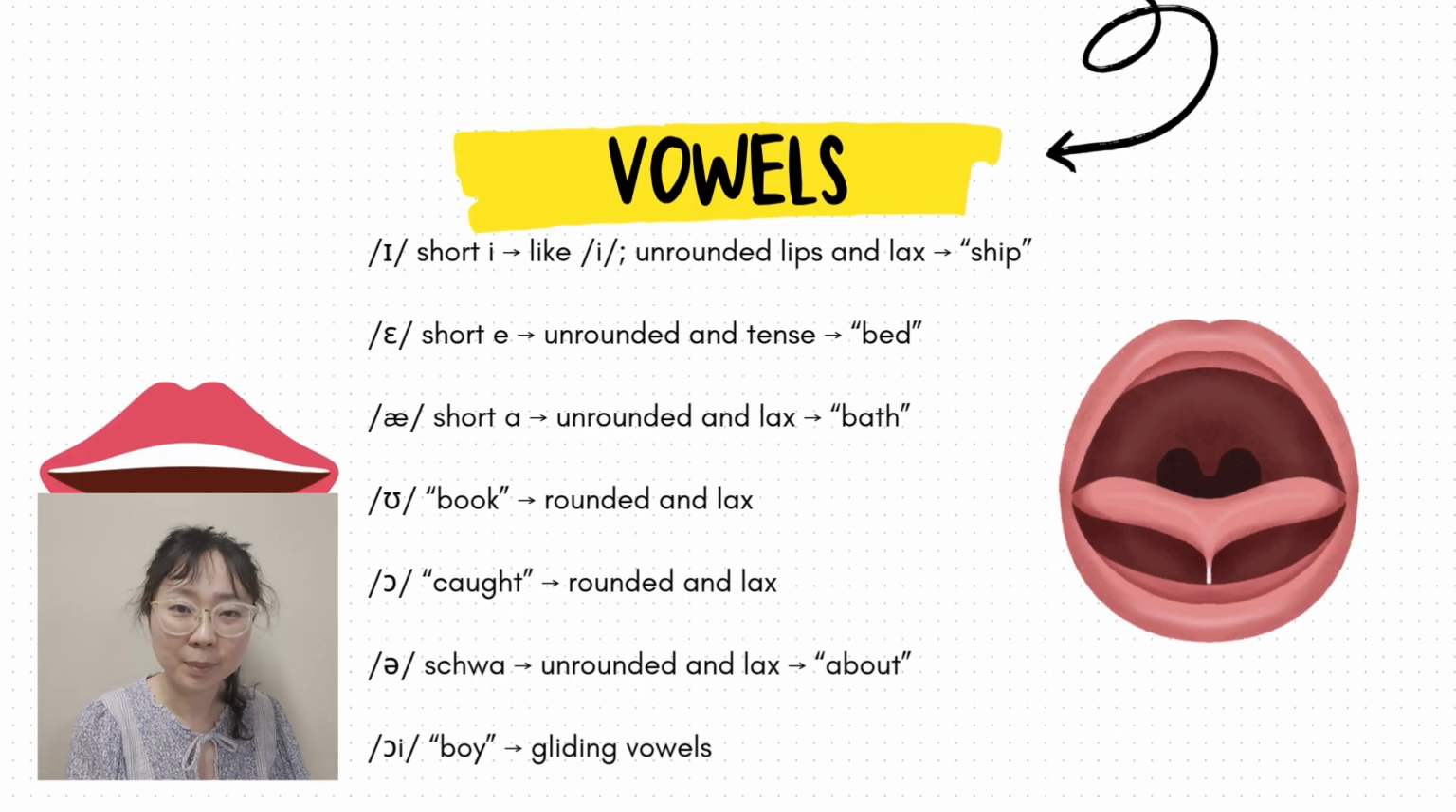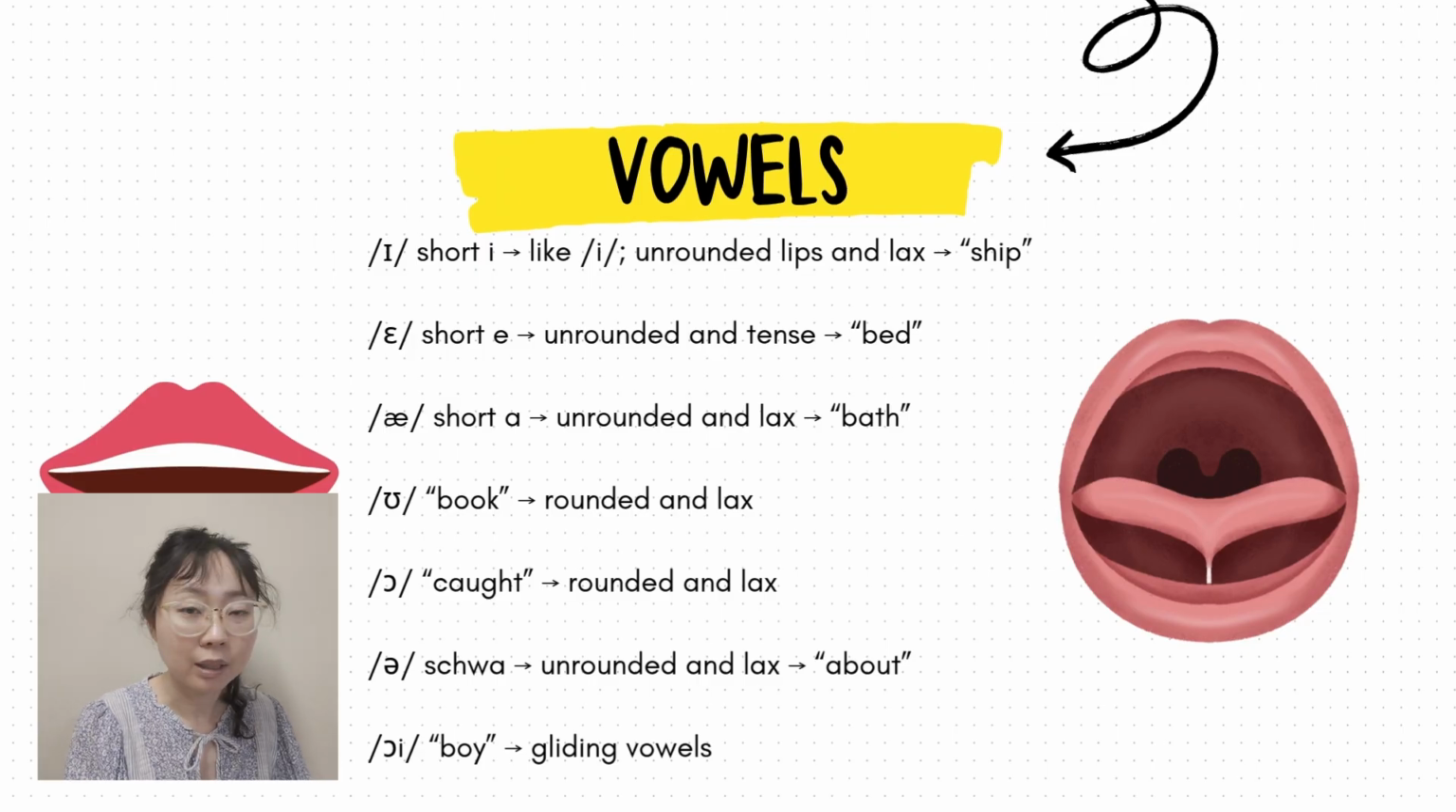Next is the ah sound. This one, our lips are unrounded and lax. It's a front vowel, but it's a low front, so we're going to have to open our mouth a little bit more, and we say ah, as in bath.